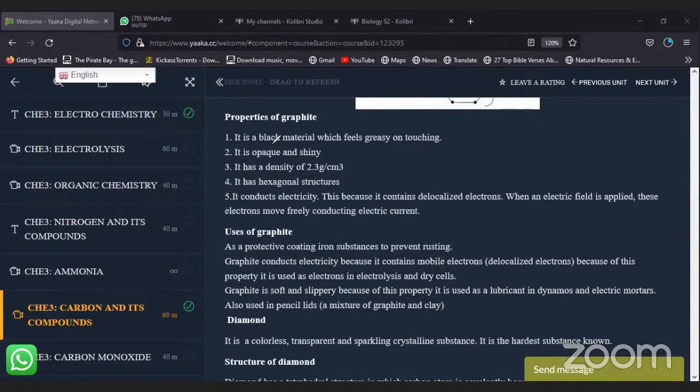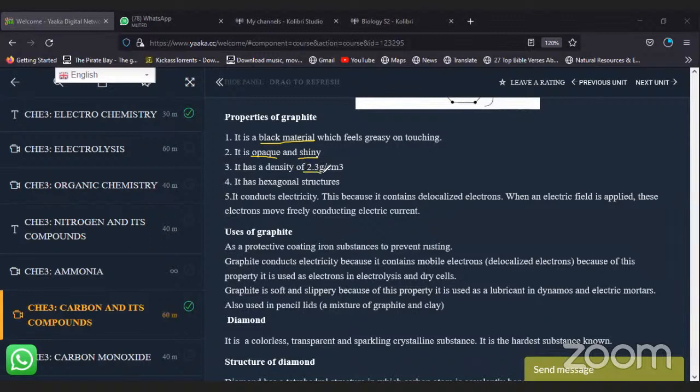So it is a black material which feels greasy on touching. If you've touched that rod that I talked about that is found in batteries, especially the radio batteries, those that they call tiger head and other names. If you open them, there is a rod inside there. If you touch it, it is greasy, it's sort of greasy and slippery. That is how graphite feels like. It is opaque, okay, and shiny, very opaque and shiny.